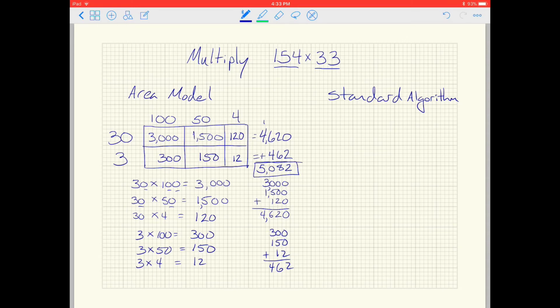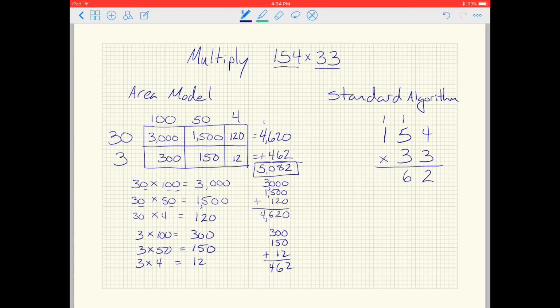All right, standard algorithm over here. We'll just write 154. Underneath that, we'll put the 33. This is the way I learned when I was in school and your parents learned. It's the fastest way, but sometimes it's harder to see what's happening. So 4 times 3 is 12. I had to put the 2 in the 1's place and bring that 1 up to the next place because I can't put all 12 there.